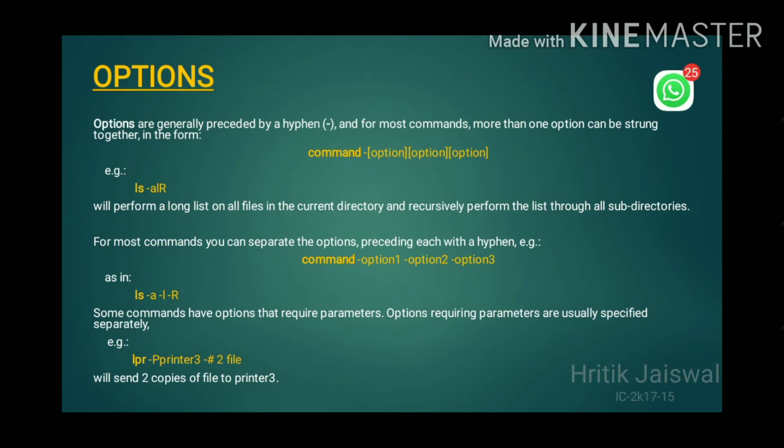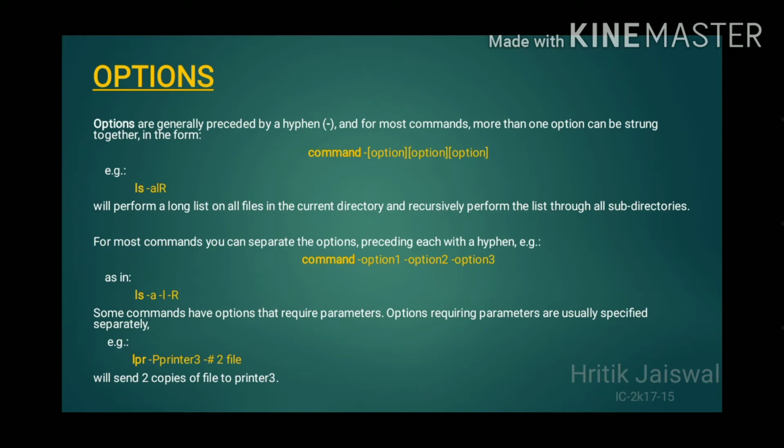Options are generally preceded by a hyphen, and for most commands, more than one option can be stuck together in the form of command hyphen option option option. For example, ls hyphen alR will perform a long list on all files in the current directory and recursively perform the list on all subdirectories.